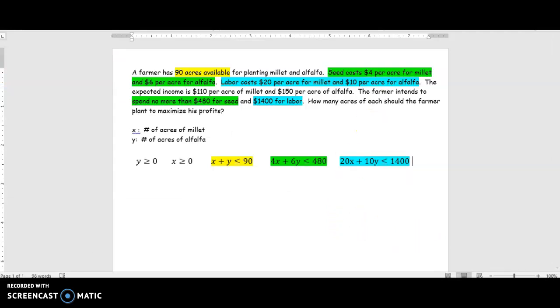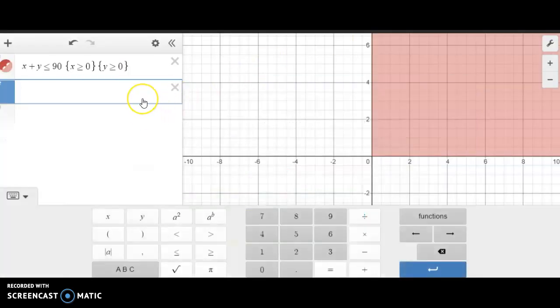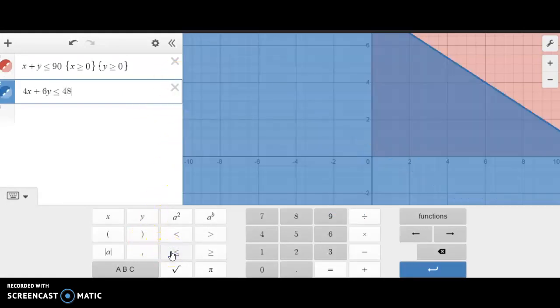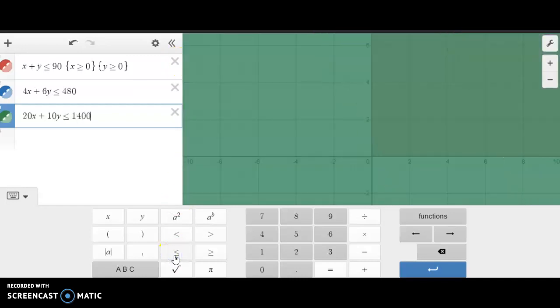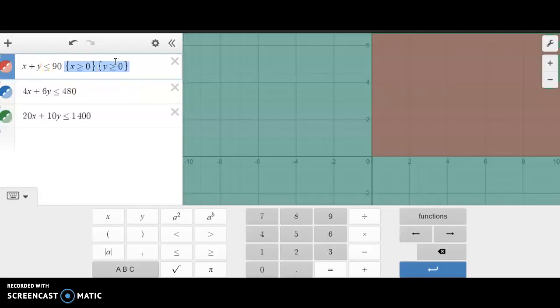We had 4x plus 6y is less than or equal to 480. And then we had 20x plus 10y had to be less than or equal to, I think it was 1,400. That was our labor cost. So I have those in there, and I'm going to bound all of them this way.